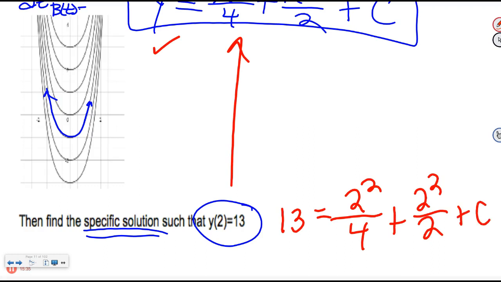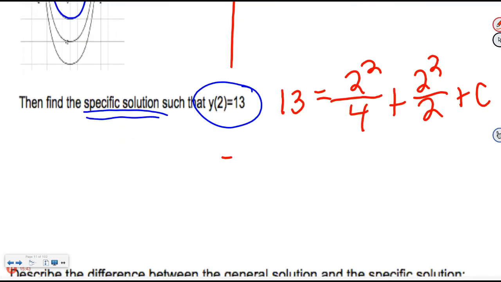The procedure is an easy process. It's more that I want you to understand what you're doing. So you guys go solve for C. Go tell me, this would imply that C equals... I don't want to do the arithmetic. I'm just feeling lazy today.